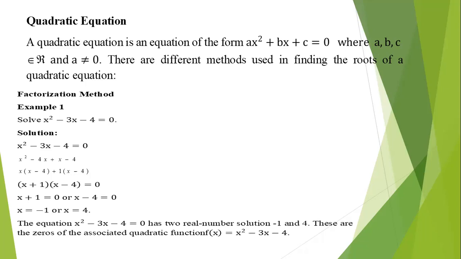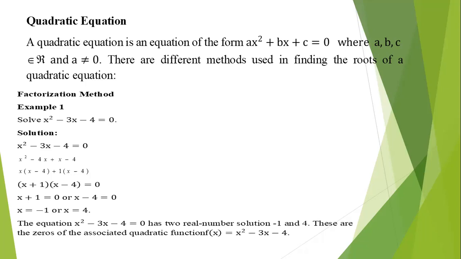Then everything is equal to what? 0. Then I will now pick them one by one. x plus 1 equals 0, or x minus 4 equals 0. Then from there I can say that x is equal to minus 1, or x equals what? Minus 4. That is how to use factorization. It means the two roots of the equation are minus 4 and 4. And these roots, they can also call them the zeros of the equation.